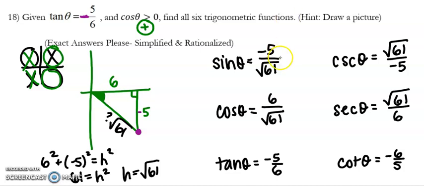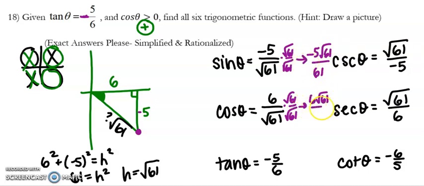For these ones, I need to rationalize, so I'm going to multiply by root 61 over root 61. And so final answer, negative 5 root 61 over 61. And in this case, 6 root 61 over 61. Yes, you will have to simplify and rationalize your answers, right? So make sure you've practiced that skill from many moons ago.